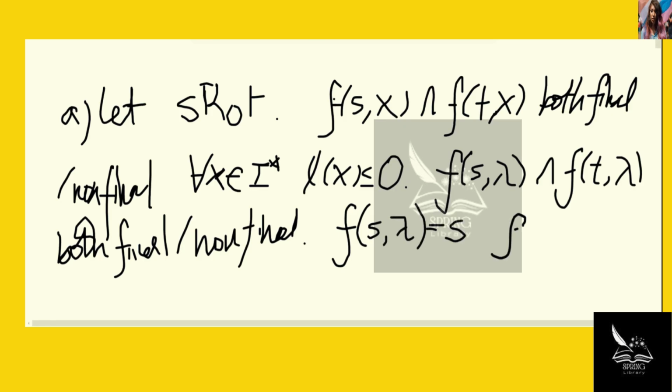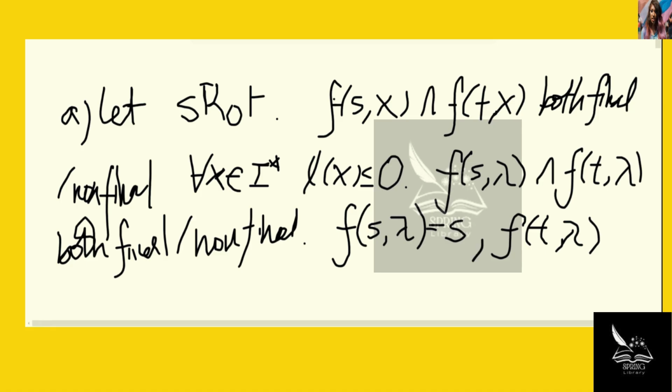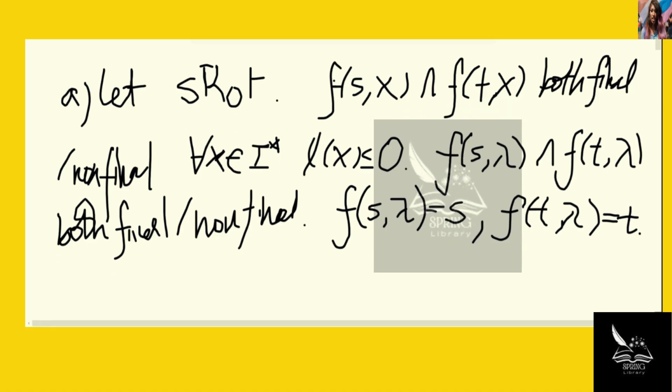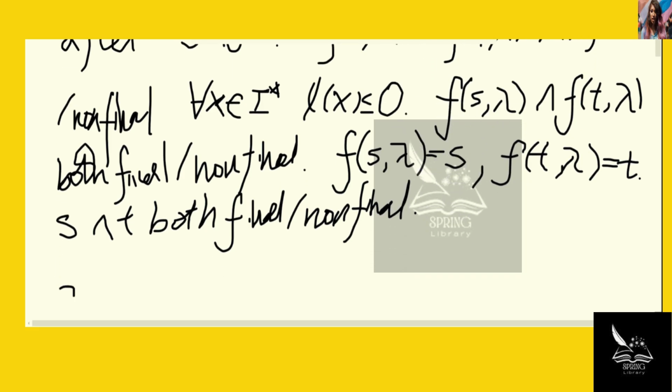Now we have that by definition, f of S lambda is S and f of T lambda is T. So we have that S and T are both final states or both non-final states. Now, that was one direction. We want to prove the other direction.